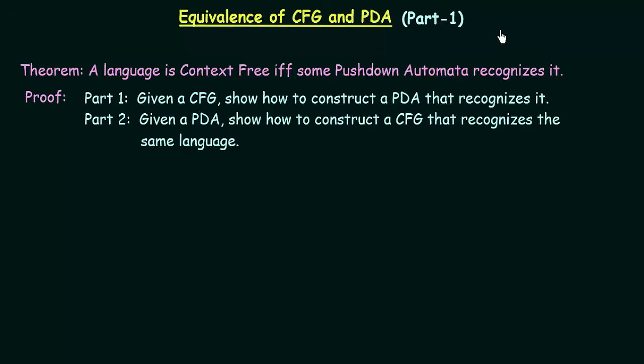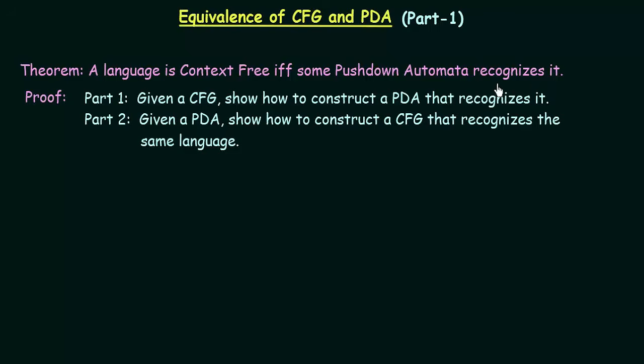So if you remember, when we first started studying push-down automata, I already taught you that push-down automata are used to accept the languages generated by context-free grammars. There is a theorem which says that a language is context-free if and only if some push-down automaton recognizes it.